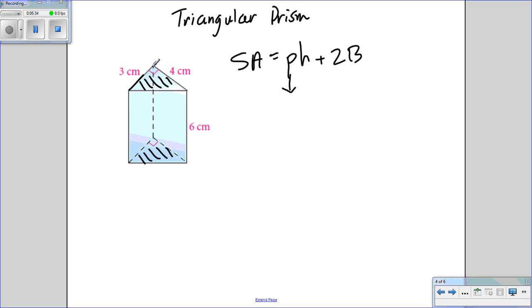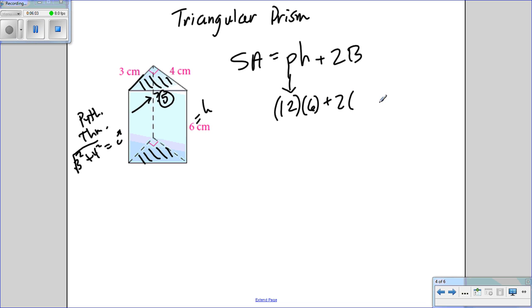So we have 3, 4. Now that side is missing, so I have to figure that out. I noticed I do have a right triangle here, so I'm going to use the Pythagorean theorem. That's 3 squared plus 4 squared equals c squared. I take the square root of all that, and if you do that correctly, we get 5 for that side. So the perimeter would be 3 plus 4 plus 5, which is 12. The height here is 6. This would be my height. And we have 2 times the area of the base.